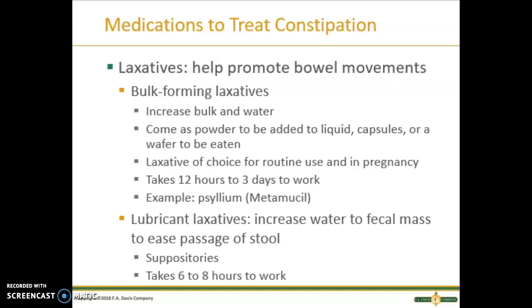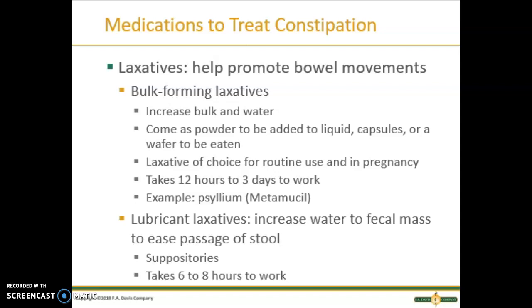So the bulk-forming laxatives increase bulk and water. They come as a powder to be added to liquid, capsules, or they come in a wafer to be eaten. Bulk-forming laxatives are the laxatives of choice for routine use with a patient that is pregnant. And it takes 12 hours to 3 days for this to work. An example of this would be Metamucil.